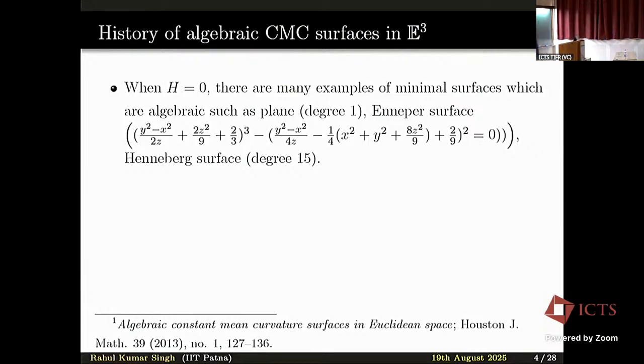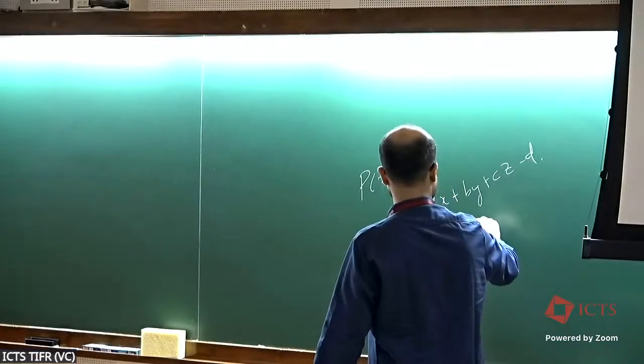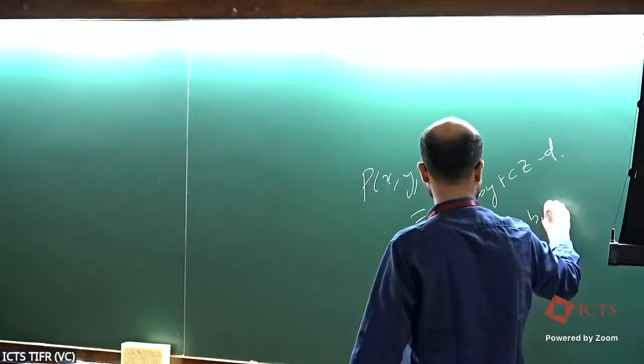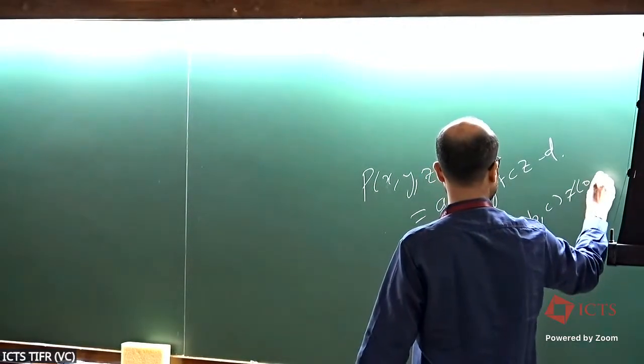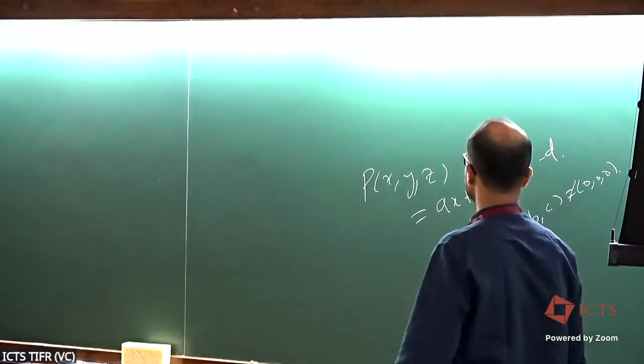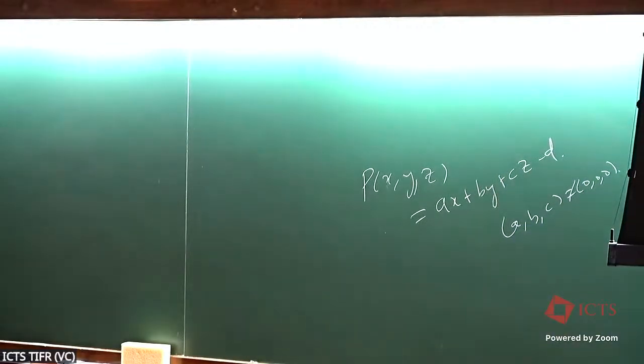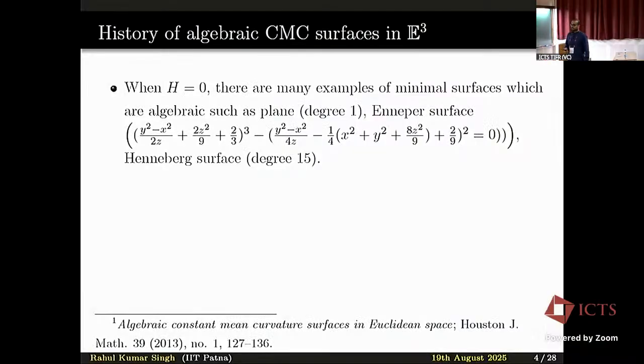So, yeah, I'm saying this just so you can take this P to be this polynomial, where this is a non-zero vector. If you look at the zero set of this, it will give you an affine plane in R3, and that is an example of an algebraic surface, which is also minimal.